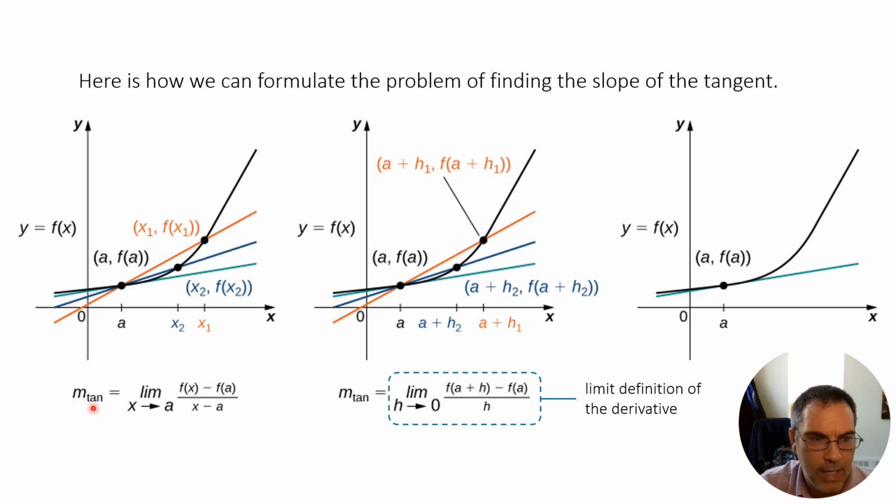So we have m tan. M is usually the variable for the slope. So what is the slope of the tangent line? It's this expression right here, this limit.